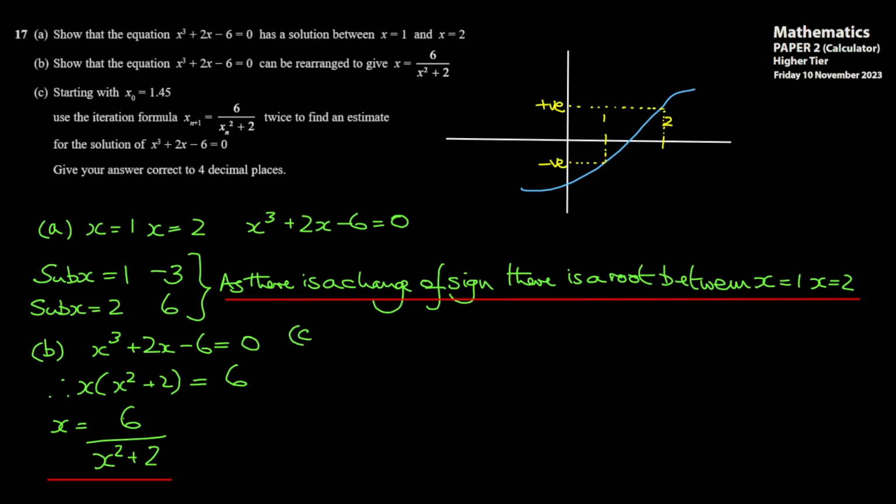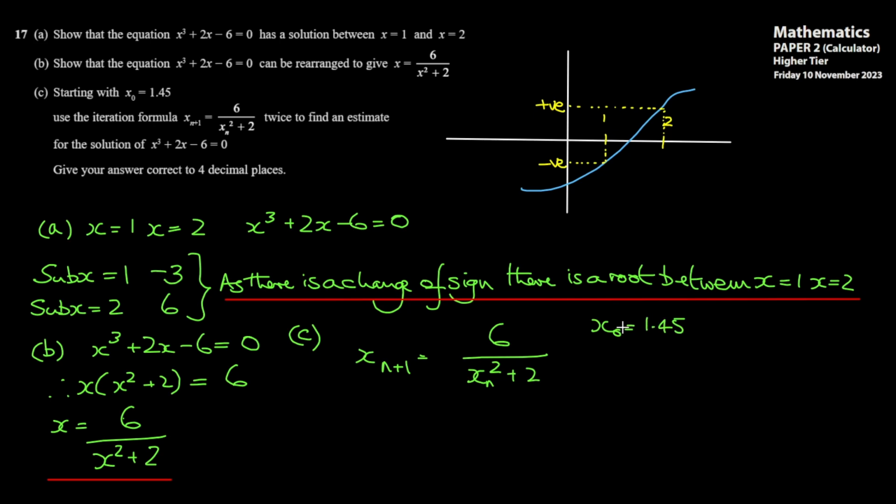Now part C, and this is where the fun starts. So we've got to use this now iterative equation. The new value of x is on the left-hand side, and the old value is plugged into the formula on the right. We're going to start with the first value, x0 as 1.45, and we need to go around the loop twice to find an estimate of the solution to our original cubic here. Okay, so our iterative formula is this. So x0 is equal to 1.45.